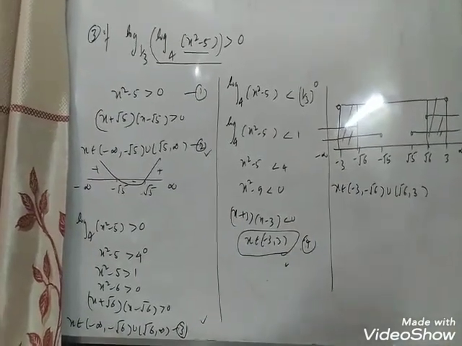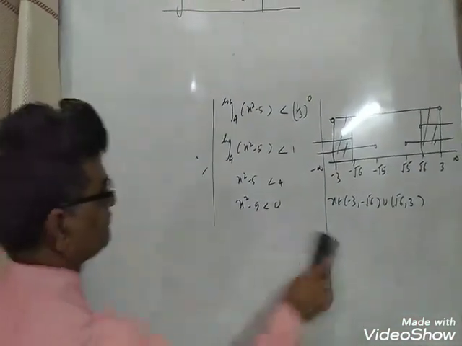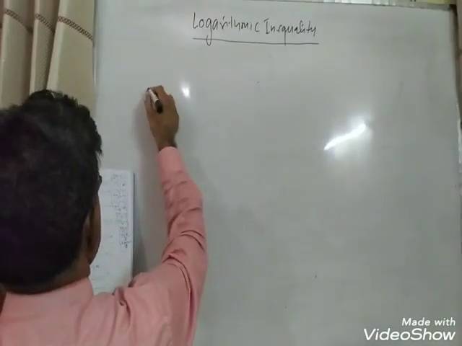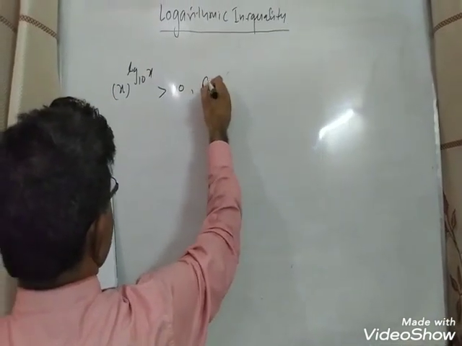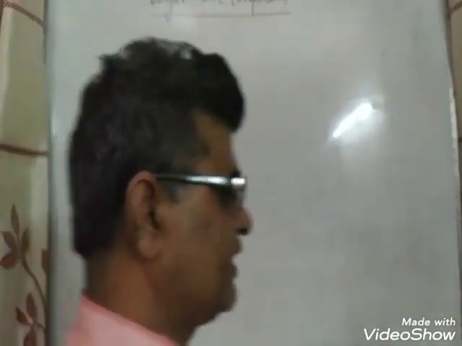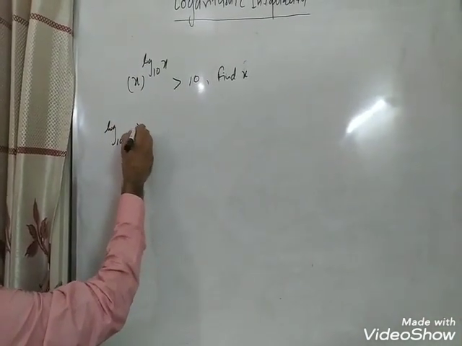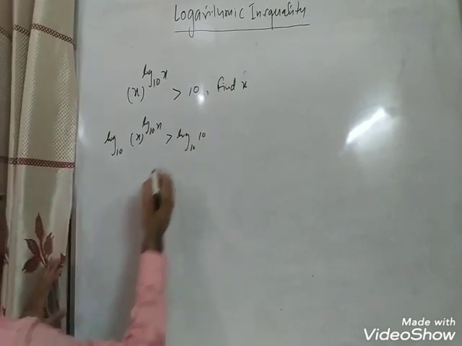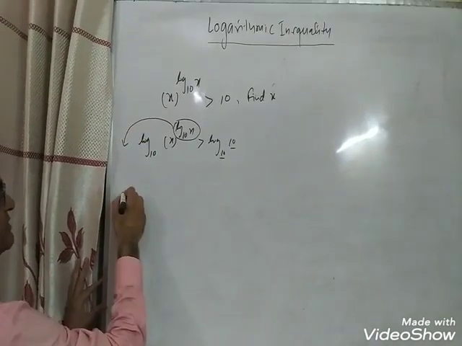Now we are moving to the next question. x to the power log base 10 x is greater than 10, then find x. How to find x? In this case, we are taking log on both sides. So you know that base and index are the same, so the value will be equal to 1, and this is the power, so it will come to this side.